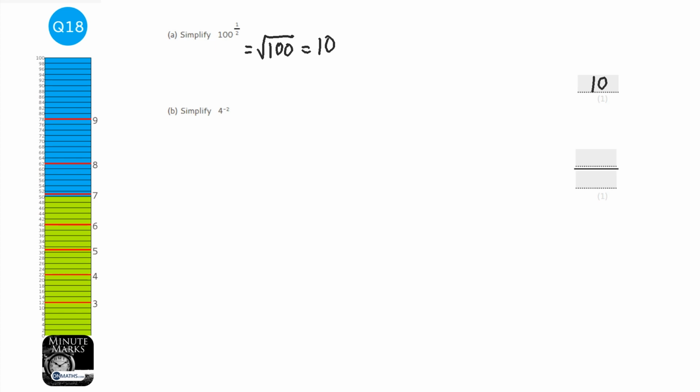Anything to the power of negative, again, most common wrong answer is something like minus 16 or something like that. Negative just means you flip it. So the number 4 on its own is just 4 over 1 as a fraction. So if we're flipping that, it becomes 1 over 4. But because it was minus 2, that 2 stays with the 4, so it's still 1 over 4 squared. 4 squared is 16, so it's just 1 over 16. Now it could have the word evaluate in either of these questions.